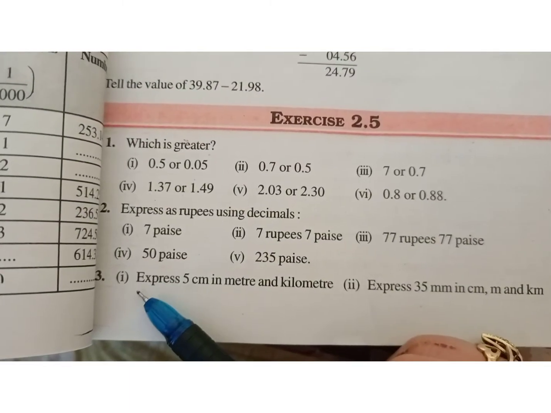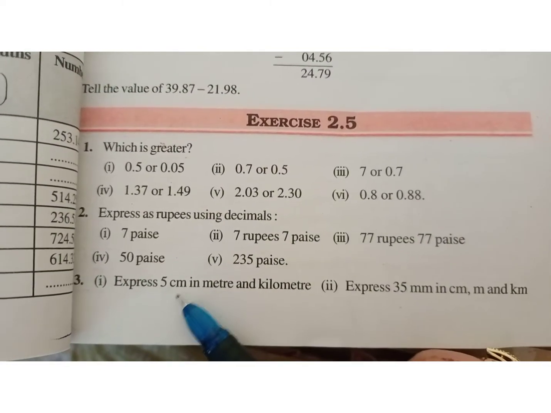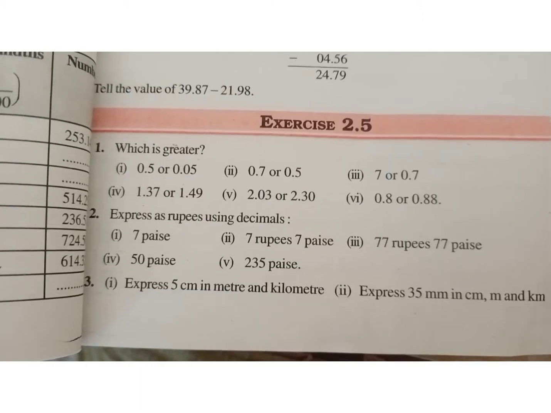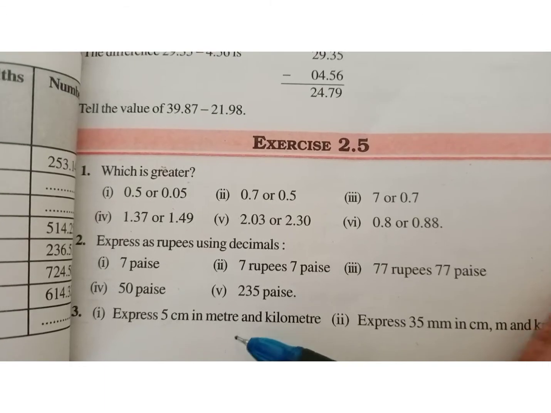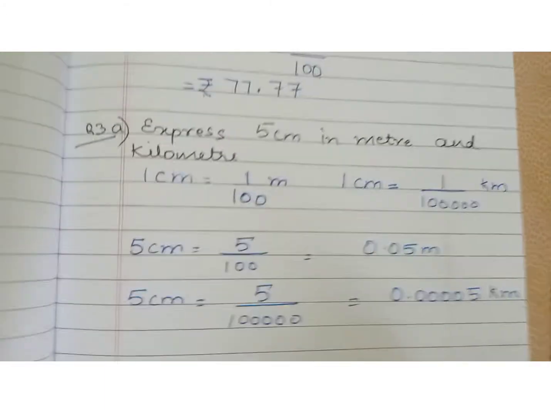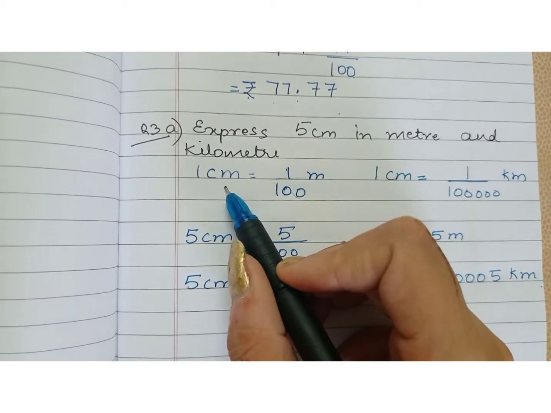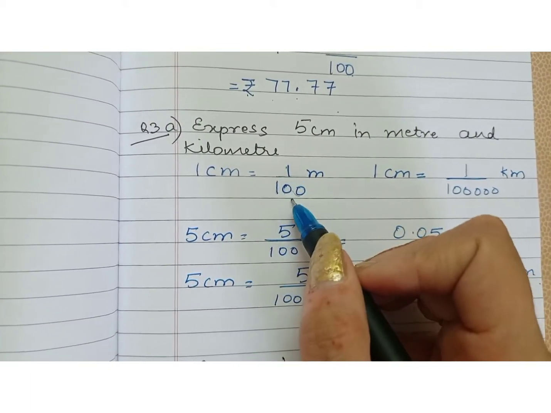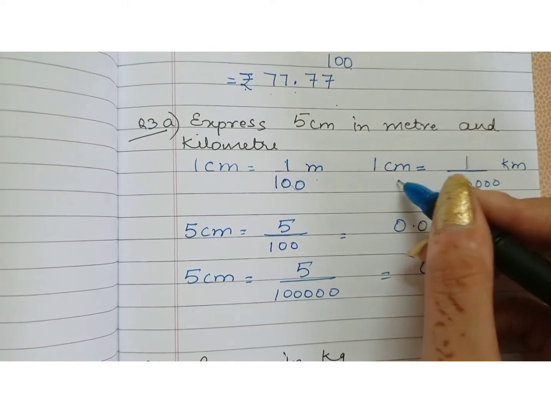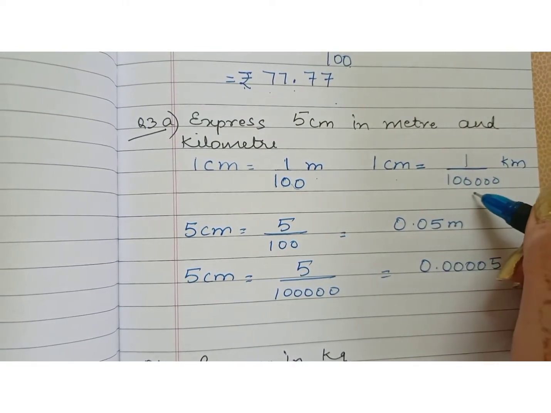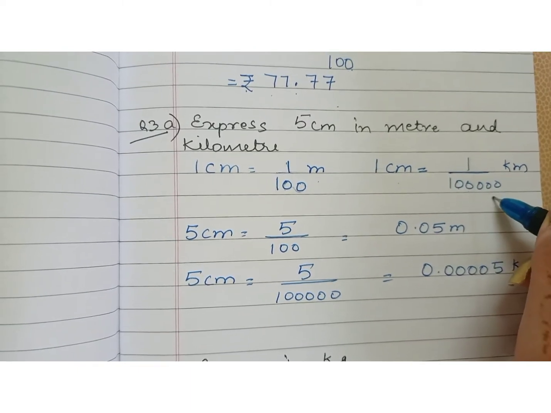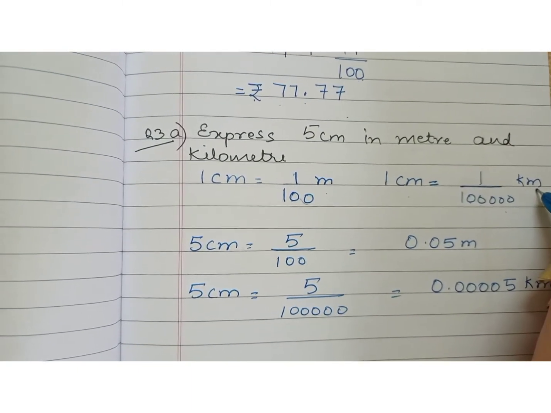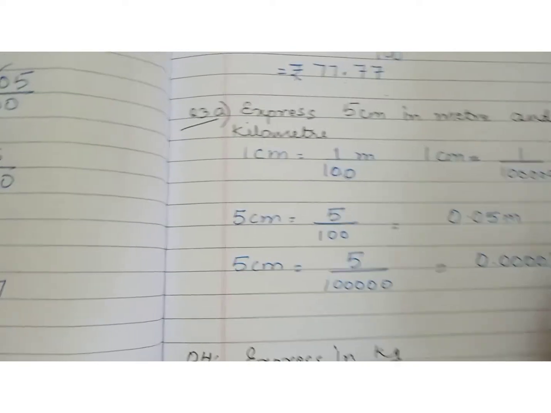Let us continue with question number 3, first part. Express 5 centimeter in meter and kilometer. Now you need to convert the centimeter in meter as well as in kilometers. So how to do it? First you need to remember the rule. 1 centimeter is equal to 1 upon 100 meter, and 1 centimeter is equal to 1 upon 1,00,000, that is 1 upon 5 zeros, kilometers. So how to do this thing?